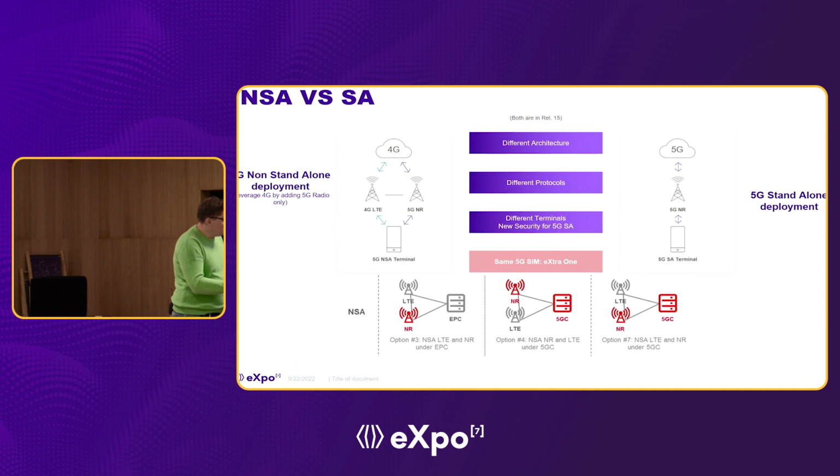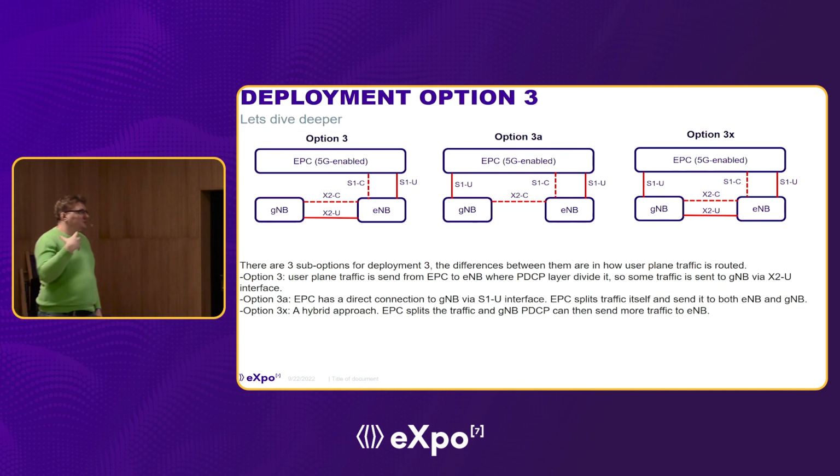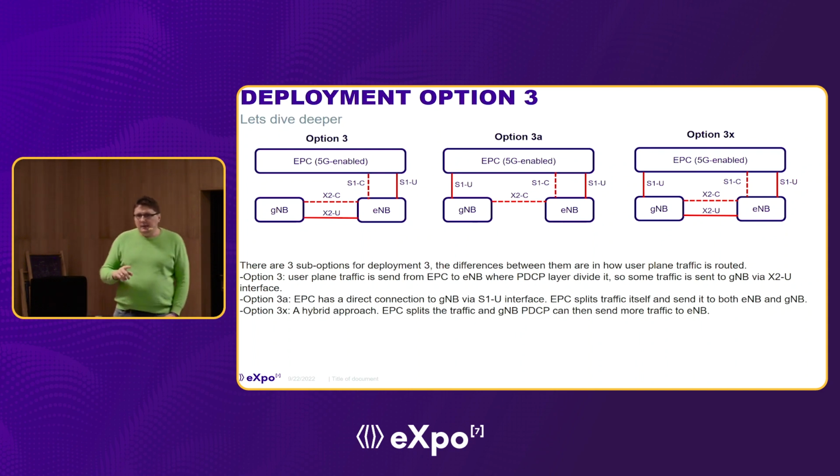And we will dive a bit deeper into option 3, because option 3 has 3 sub-options. We have option 3, option 3A, and option 3X. And I may be wrong there, but I'm almost sure that option 3X is the most popular deployment in non-standalone networks in the world. And why is that? Because option 3X means that we have a 4G core network, so the EPC is from 4G. We have the eNode B, the radio station of 4G. And we are adding the gNode B, the 5G radio station. And we are connecting the EPC with both the eNode B and the gNode B.